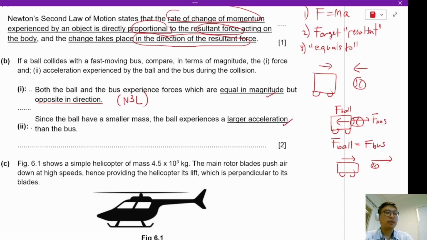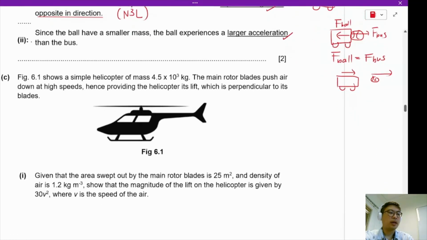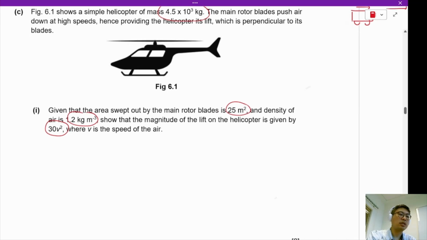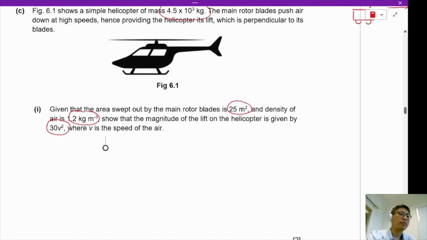Now, let's take a look at 6.1. Figure 6.1 shows a simple helicopter of a certain mass. Given that the area swept out by the blades is 25 square meters and the density of air is 1.2, show that the magnitude of the lift on the helicopter is 30 v squared, where v is the speed of the air. So we first have to start with the force by the helicopter on the air.